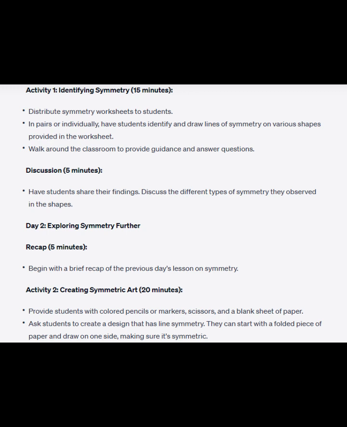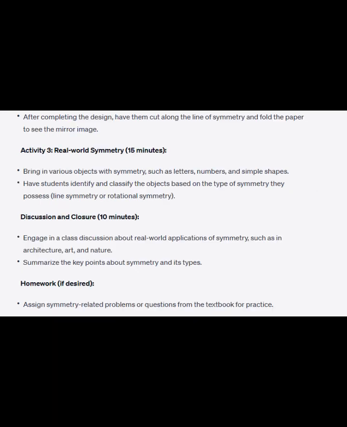Ask students to create a design that has line symmetry. They can start with a folded piece of paper and draw on one side, making sure it's symmetric. After completing the design, have them cut along the line of symmetry and fold the paper to see the mirror image. Activity 3. Real-world symmetry, 15 minutes.